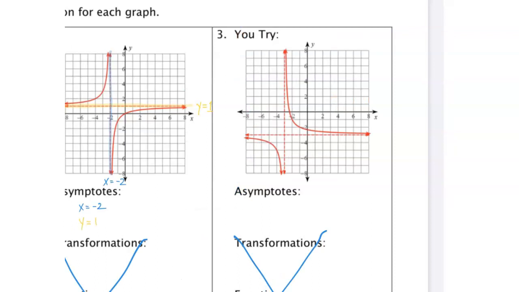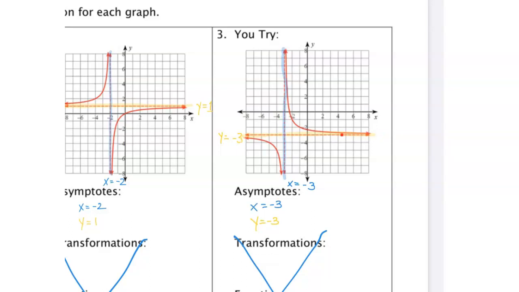All right, then we have number 3, our U-try problem. Let's go ahead and highlight those 2 asymptotes. You have your horizontal one here, and you have your vertical asymptote here. Please go ahead and try the problem. What are your 2 asymptotes? All right, you should find that your 2 answers are y equals negative 3 and x equals negative 3. Those are your 2 asymptotes.